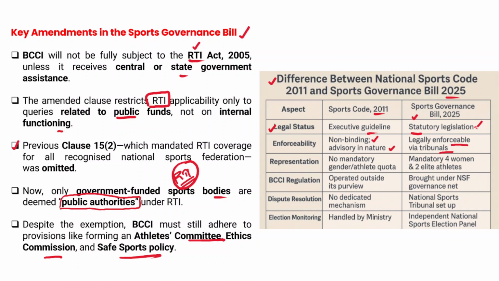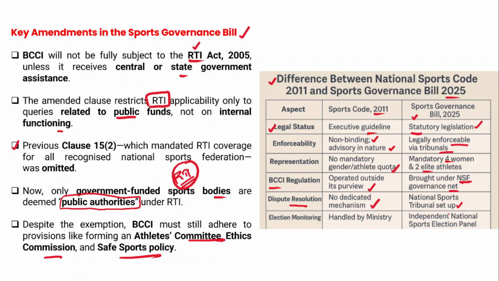And if we talk about representation, there is no mandatory gender and athlete quota when it comes to athlete committees, ethics commission, and safe sports policy. However, the Sports Governance Bill 2025 mandates that there should be mandatorily 4 women and 2 elite athletes as well. And when it comes to BCCI regulation, the Sports Code 2011 operates outside its purview. However, under the Sports Governance Bill 2025, BCCI has been brought under the National Sports Framework governance net. And in terms of dispute resolution, there is no dedicated mechanism under the Sports Code of 2011, but under the Sports Governance Bill, a National Sports Tribunal has been established for the resolution of disputes.